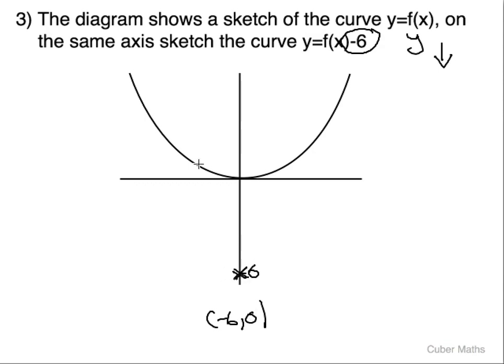So if we cross that point, we literally just want to shift it down. So we want it to have the same look. And then if we sketch it, we're going to have the same feel about it, the same look. It's just going to be moved down by 6 in the y direction.